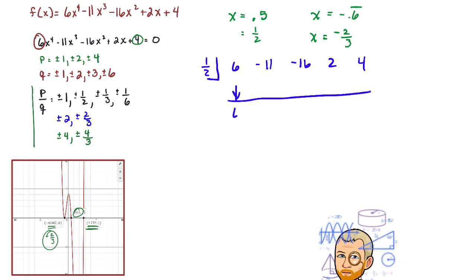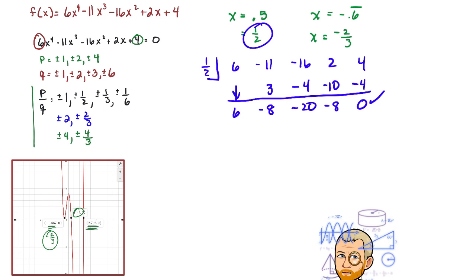So I bring down the 6, and half of 6 is 3. Add them up. Half of negative 8, negative 4. Half of negative 20 is negative 10. And half of negative 8 is negative 4. And again, I better get 0. Otherwise, this half would not be a solution.